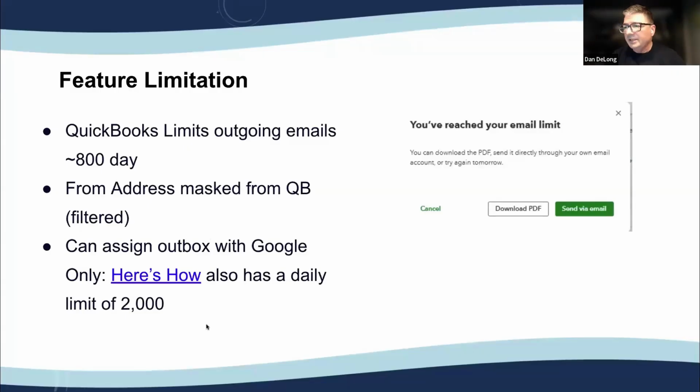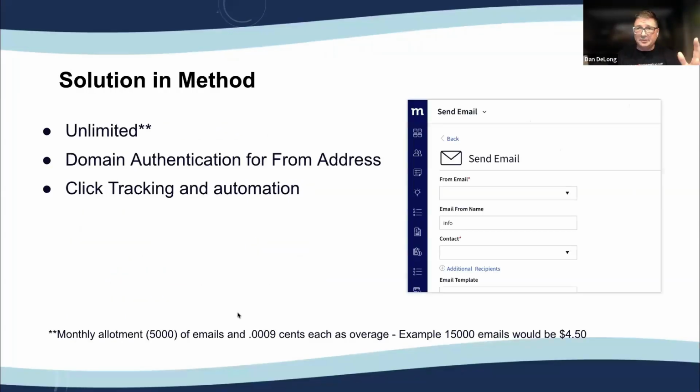I don't know. But there's also a daily limit in Google. So even if you have associated a from address in QuickBooks of a Gmail or a Google Workspace, you could still only send 2,000. So this was not an option for this client because, one, they were using Outlook email, and two, they had more than 2,000 anyway to go out on one day. So what's the solution, Yousif, in Method?